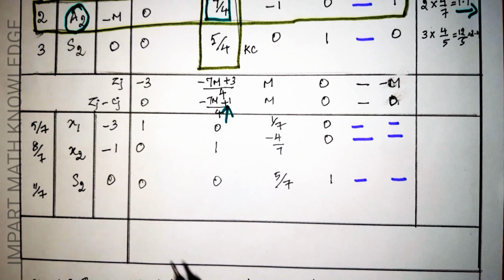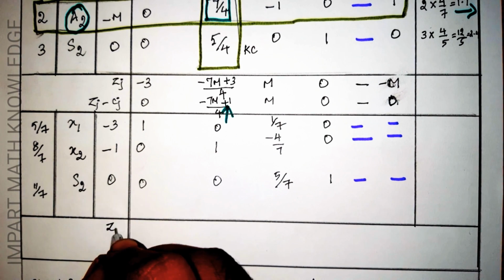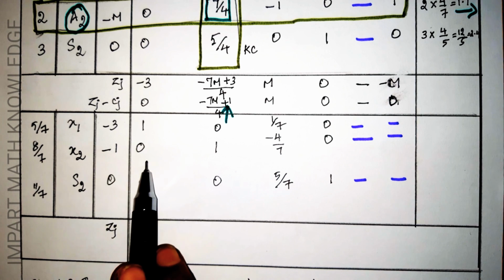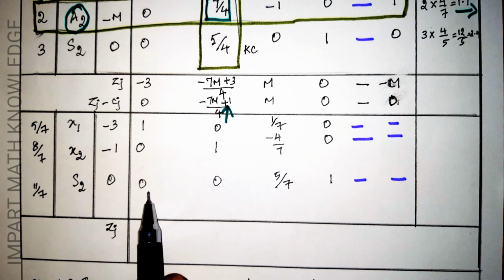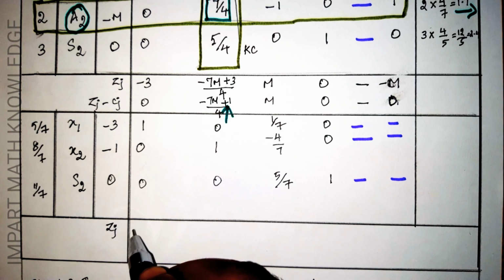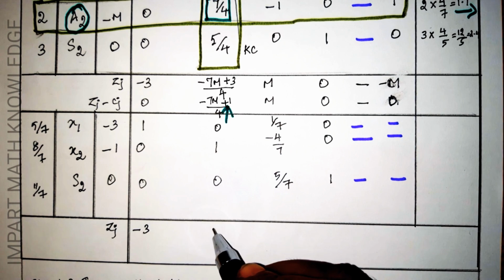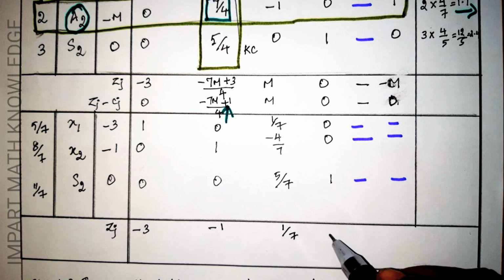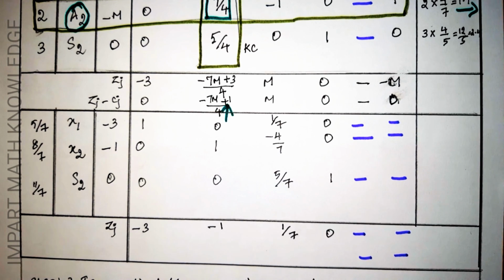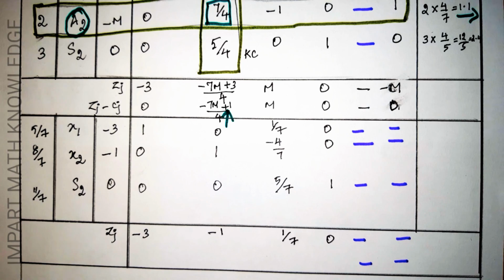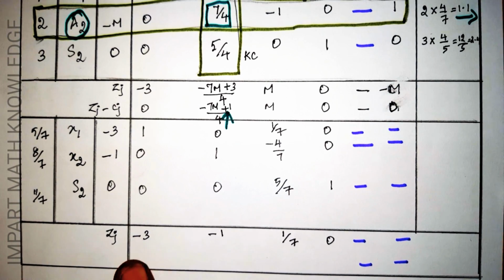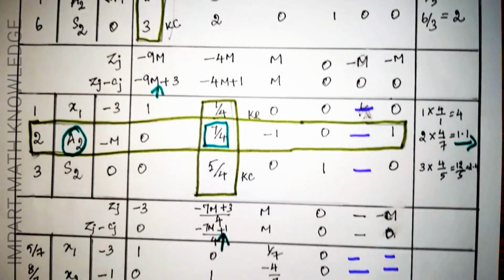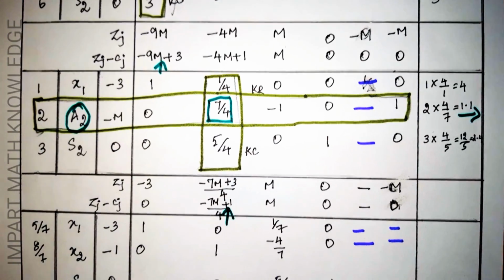Now we have to find Zj. Zj in the usual manner, minus 3 into 1 plus minus 1 into 0 plus 0 into 0. So let me write the value minus 3 and the next value is minus 1, then 1 by 7, then 0. You have to find Zj minus Cj. Zj is here, Cj is at the top. So you have to subtract these two values.